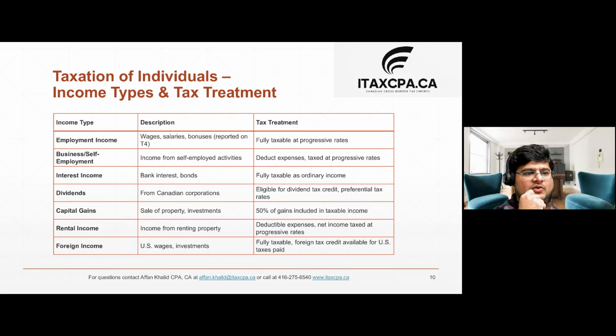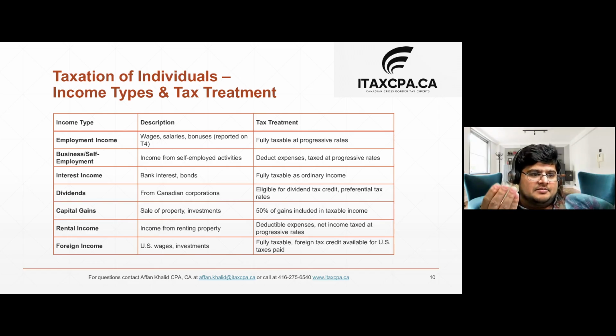Okay, so this slide explains the different types of income, or different income streams, and the tax treatment. Now this might be very different compared to the US. As I said, I'm not a US tax expert, but you can compare on your side how Canada looks at different streams of income, and how it is taxed in a different manner.